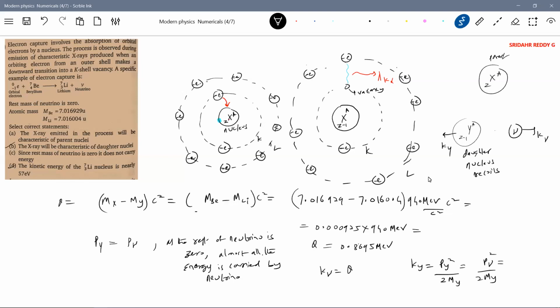Shall we write equal to 0.8695? That is carried by the neutrino. Almost, actually, both will share, but we don't know rest mass of the neutrino. No, it is 0. So how to express this kinetic energy of lithium? I have one thing like I brought. Do we know momentum of neutrino? No. There's only one help that I'm having.